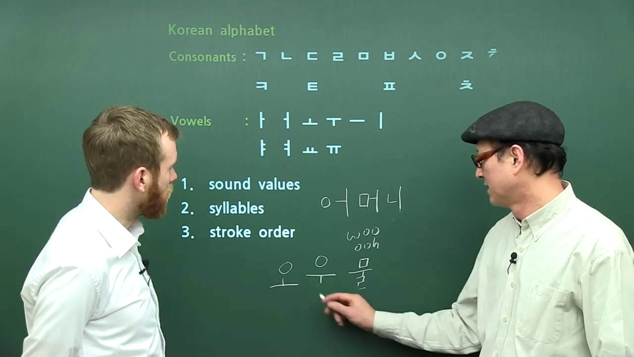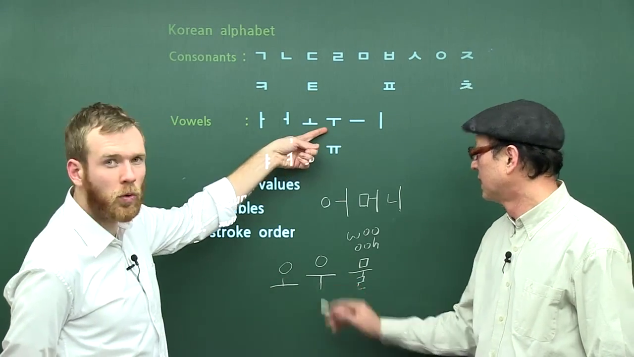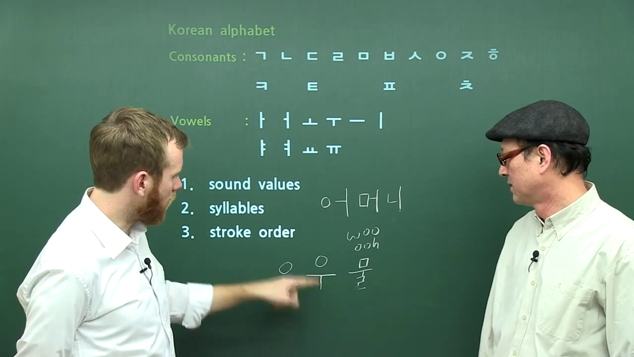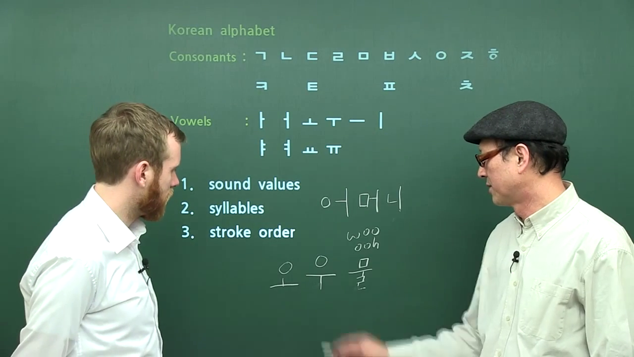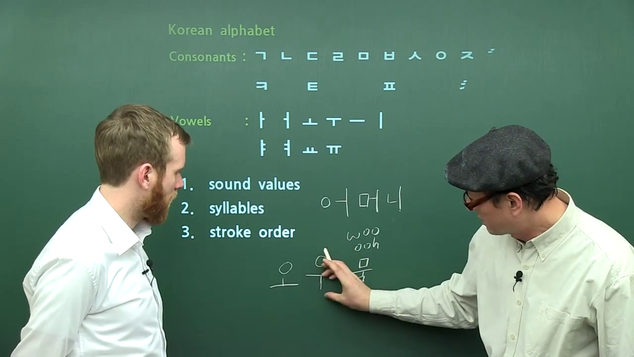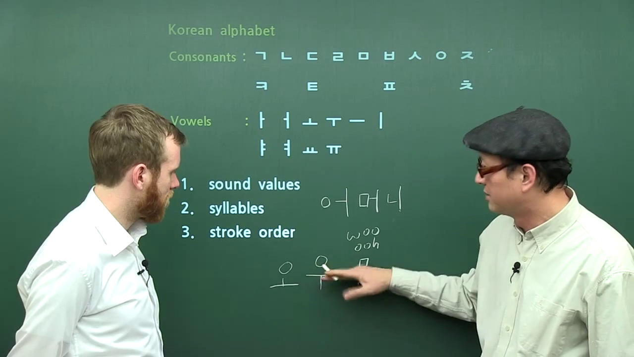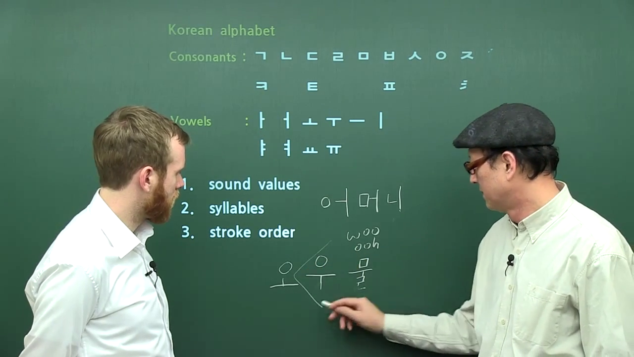Okay. Yeah, so usually when you see the U vowel written, the vertical line's a little longer than in the O vowel. 그렇죠. 그래서 이게 이렇게 이게 almost in the middle. Okay. Yeah.